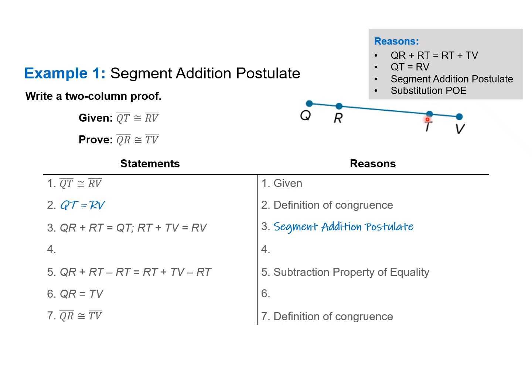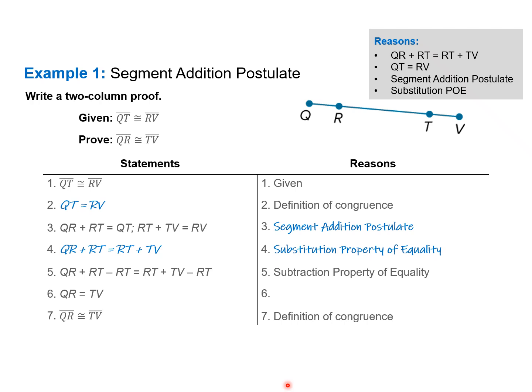So from there, what can we say? Well, we know QT is equal to RV, so I believe we're going to do a little substitution because QT is equal to RV. That means that QR plus RT must be equal to RT plus TV. And how is this possible? Because we substituted the values of QT and RV in this situation. This is the substitution property of equality.